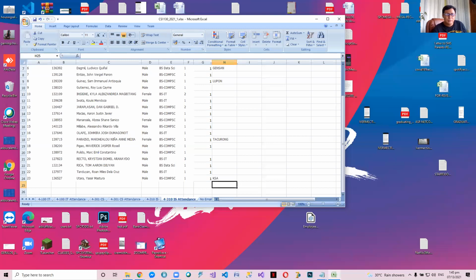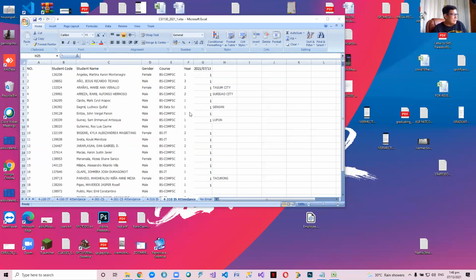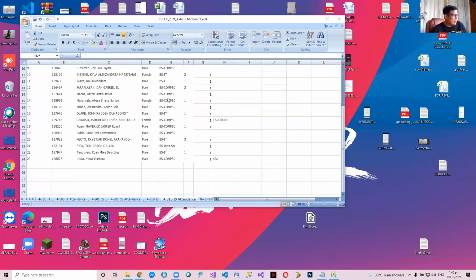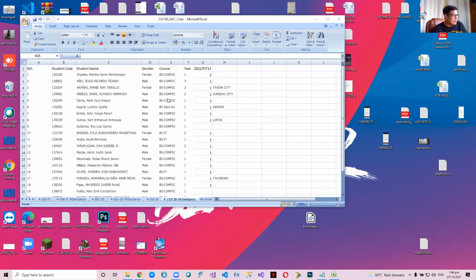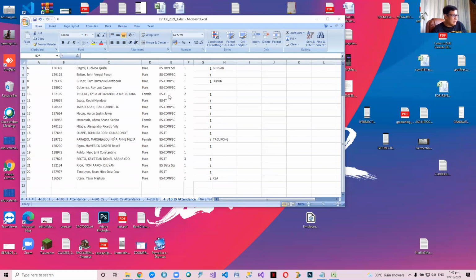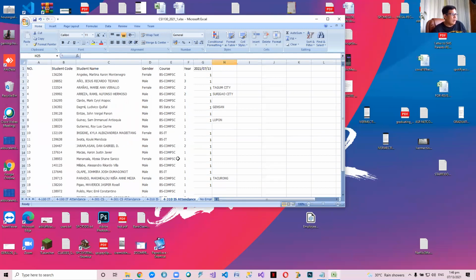Okay, so good morning once again. This is CS1130 for section 4-310. This is supposed to be for IS students, but currently it is a combination of computer science and BSIT, and there's one data science major. Two data science majors.